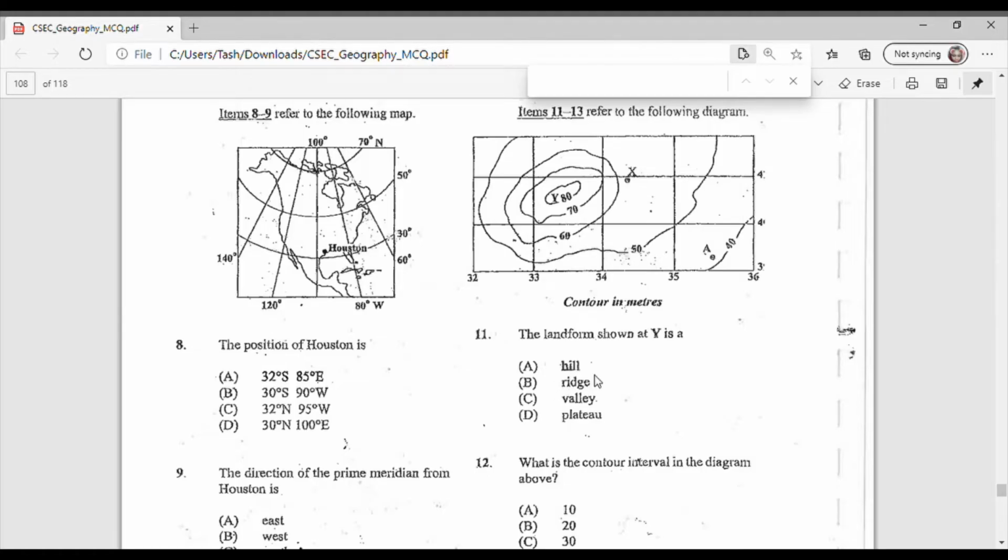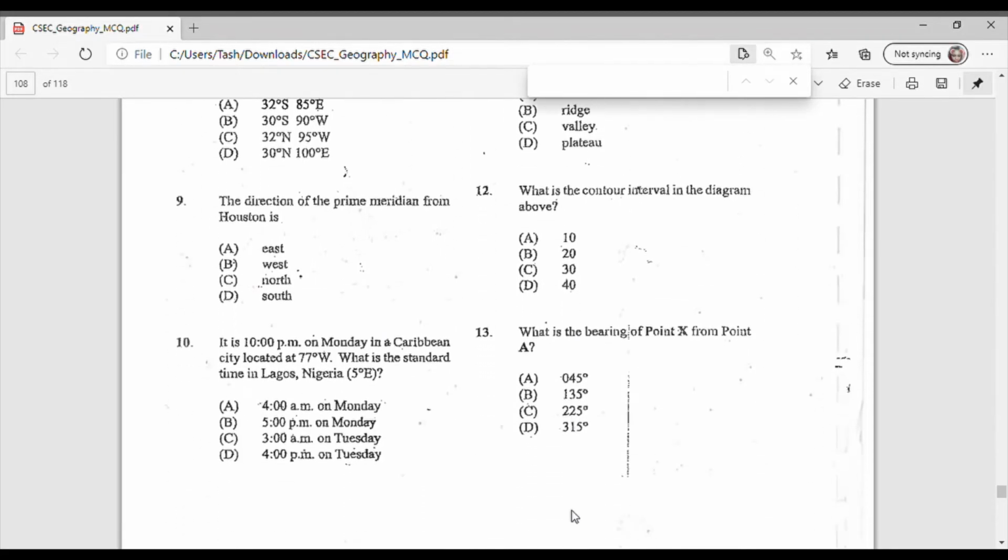So number 12, what is the contour interval in the diagram above? So contour interval, just like the word suggests interval, you are looking for the difference between the numbers, whatever is in between. So we see that we went up by 40 to 50, that's 10. 50 to 60, that's 10, 10, 10. So the contour interval for number 12 would have been 10. So that gives you letter A for number 12.